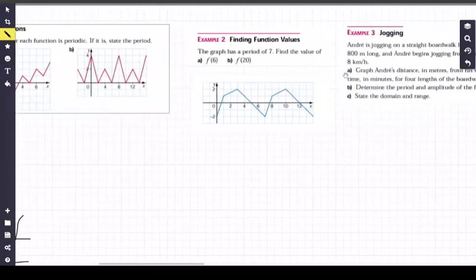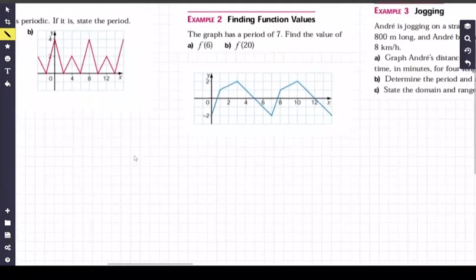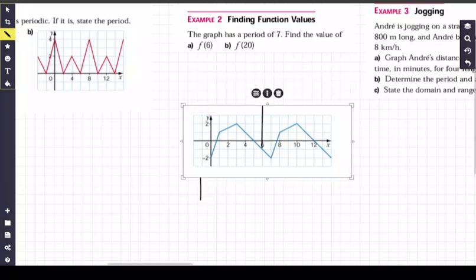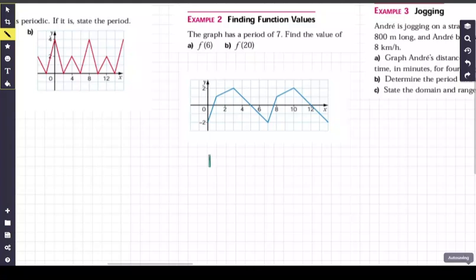So let's go ahead and check this. Find function values by using this graph. Obviously we did functions before, and we know how to plug values in. So f of 6, if we look at the graph directly, we're looking at 6. That's -1, which is right there. So f of 6 is equal to -1.